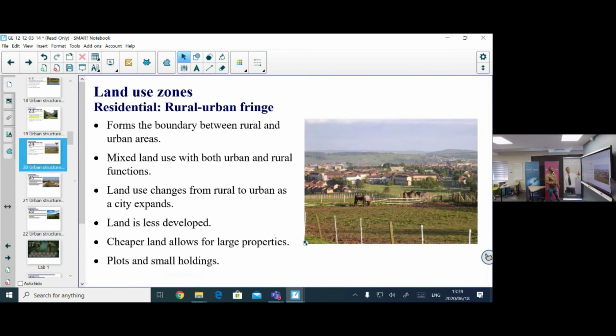Then let's look at the rural-urban fringe. It forms the boundary between rural and urban areas, making land use with both urban and rural functions. Land use changes from rural to urban as a city expands. Land is less developed and cheaper, and the land allows for large properties, plots, and small holdings.